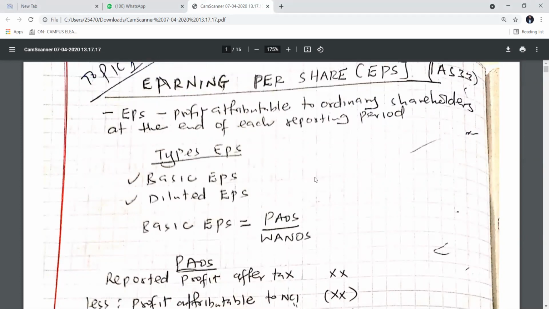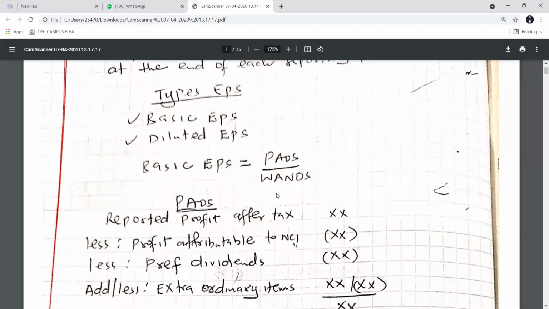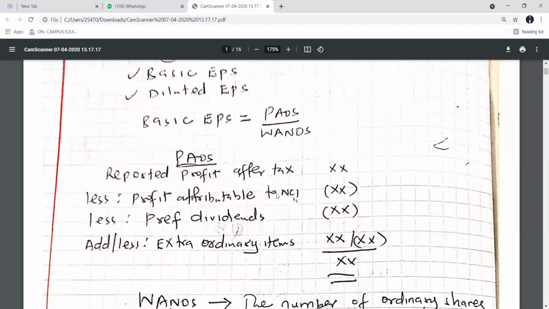We say that EPS is the profit attributable to ordinary shareholders at the end of each reporting period. We have talked about types of EPS: basic EPS and the diluted EPS. The basic EPS is the PAUS you divide with 1/nose. PAUS is the profit attributable to ordinary shareholders. The 1/nose is the weighted average number of ordinary shares. So how do you get the PAUS? You start from the reported profit after tax.